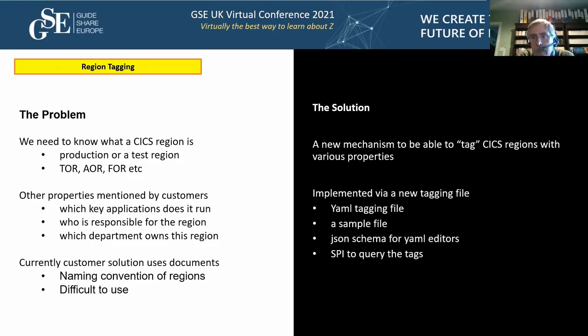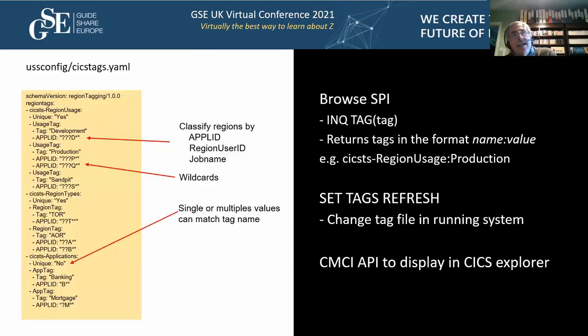And doing health checks on customers, I've seen this information when asking to see what regions they have, and trying to identify what regions I really needed to check. This information generally was available in some spreadsheet or Word document, specifying some form of naming convention. But it was quite difficult to use, in that an operator would have to refer back to this document if he wanted to know what a particular region was used for. So we came up with the concept of region tagging.